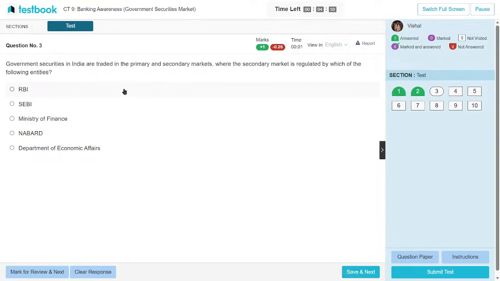Come on, tell me the next answer of this question. Government securities in India are traded in the primary and secondary market, where the secondary market is regulated by which of the following entities?